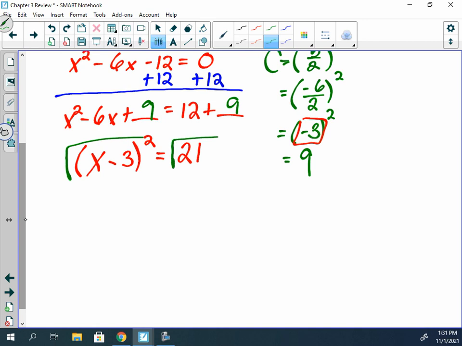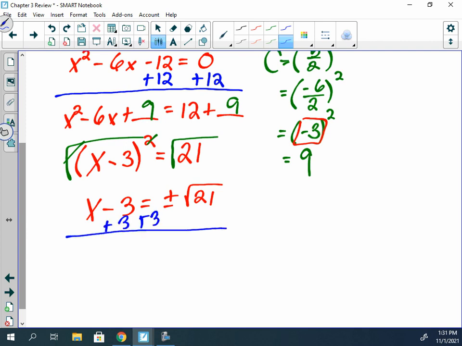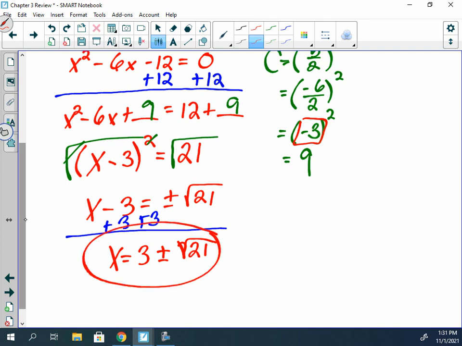Square root both sides. And over here, the square root and square would cancel. So we'd have x minus 3 is equal to plus or minus the square root of 21. And last but not least, we would add 3 to both sides. So x is equal to 3 plus or minus the square root of 21. And the square root of 21 won't simplify any further than what it is already.